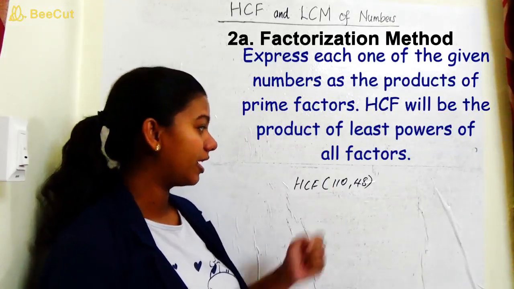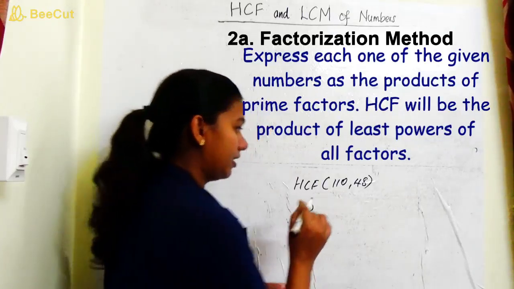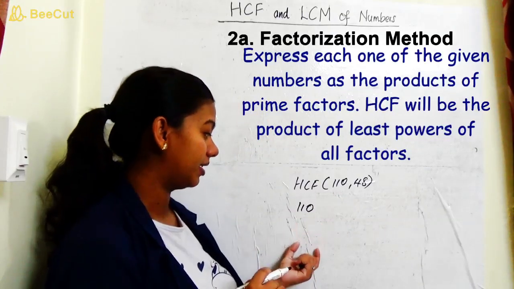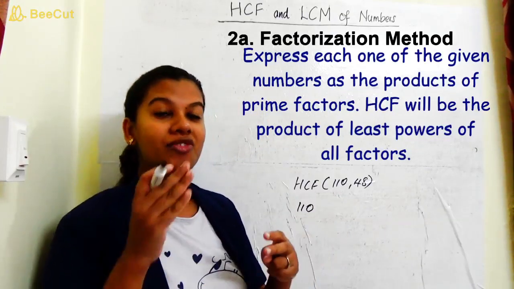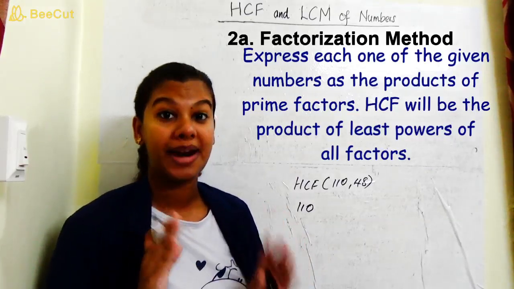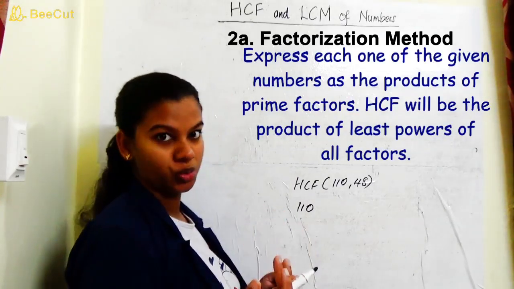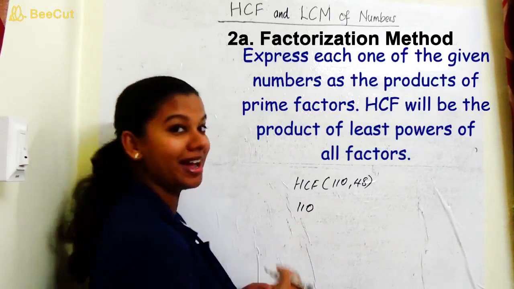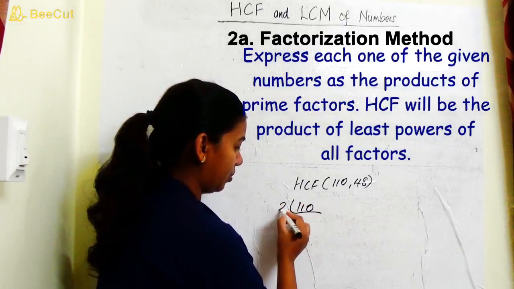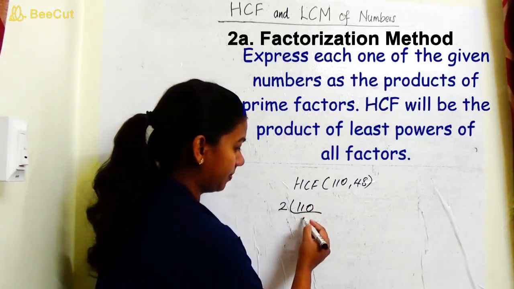In the factorization method, first I will take the number 110. In order to know its prime factors, we have to divide this number continuously by prime numbers. If I take the prime number 2, 110 is divisible by 2, right? So I draw like this and I put 2 and I divide 110 by 2. What do I get?